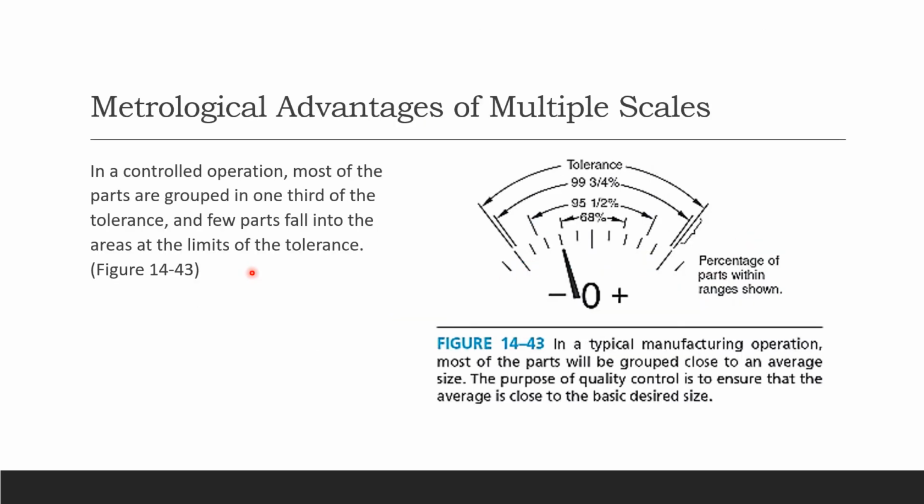In a control operation, most of the parts are grouped in 1/3 of the tolerance and few parts fall into the areas at the limits of the tolerance. I was telling you, when you look at a typical manufacturing operation, most of the parts will be close to an average size. So the purpose of quality control, that is SPC, is to ensure that the average is close to the basic desired size. Average is so important in QC. We want to make it close to the basic desired size.